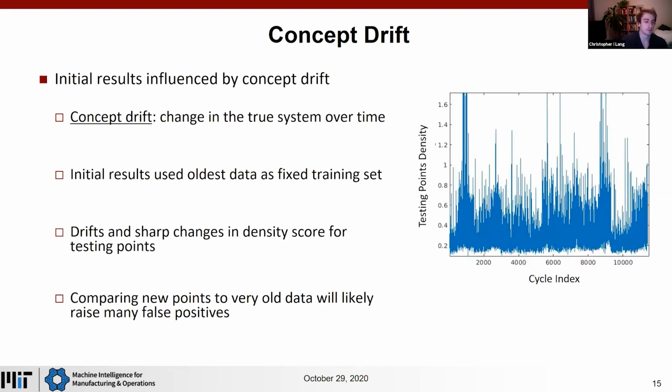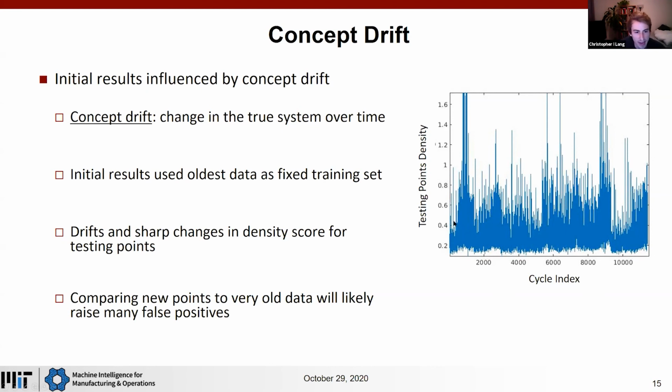So I ended up doing this on the ion implantation data, and the initial results were fairly heavily influenced by concept drift. Concept drift is common in a lot of different manufacturing settings, or just systems in general, where the underlying conditions tend to change over time. The initial results used a fixed data set from the very beginning of the process, so maybe like -100 to 0 here. And it probably worked well for the first 100 or so, or 100 to 500 cases.